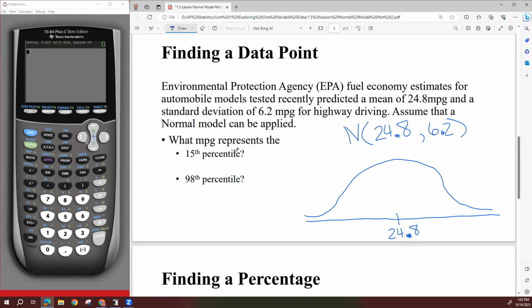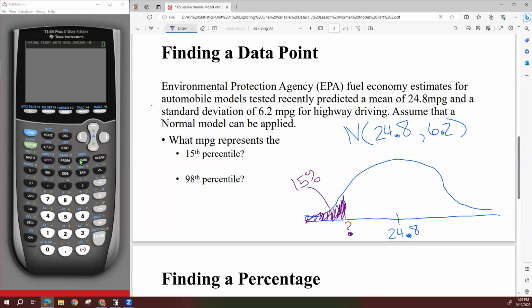And so we'll ask this time, we want to know what vehicle, what miles per gallon, what fuel economy would this vehicle have if it represented the 15th percentile of our data set. And so 15% of my area under my curve is somewhere over here. Again, we don't need to be exact. This is just a sketch. I'm looking for this small tail that represents 15% of my area. And this time what I want to know is what data point is right there. In the previous lesson, we were given the mean and the standard deviation, and we're given the data point that we were interested in, and we were trying to find, hey, what percent of area is there? And so now we're going in the opposite direction.